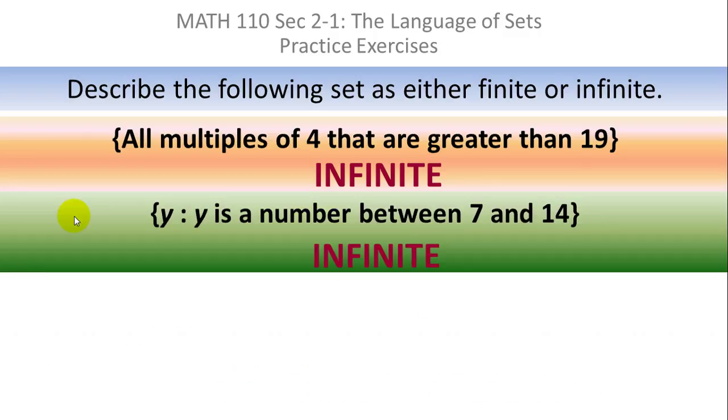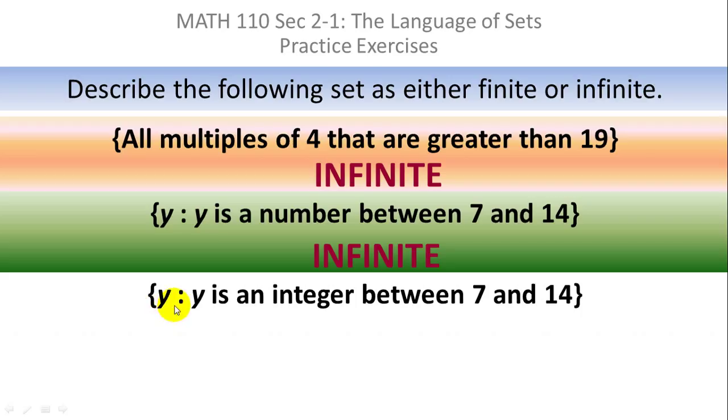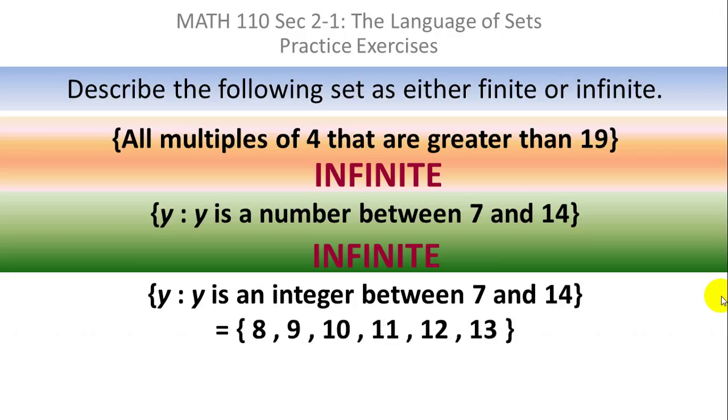Let's do one more. This time let's look at the set of all y's. Now these look a lot alike, but it's different. The set of all y's such that y is an integer between 7 and 14. Now whereas the term number is very generic, integer is different. Now it doesn't say between and including 7 and 14, so I would not include 7 nor 14. The integers that are strictly between 7 and 14 are what we want.